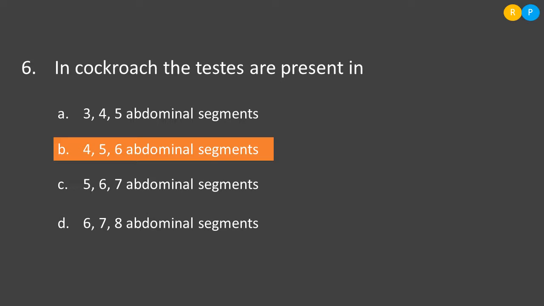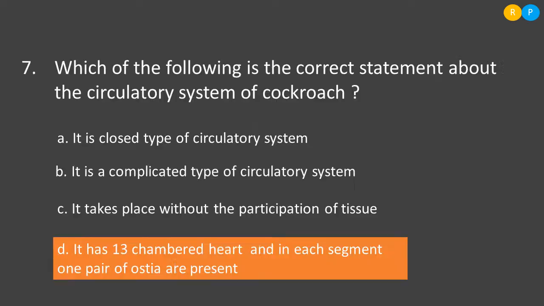Then option C, 5th, 6th and 7th. Option D, 6th, 7th and 8th. Clear. So the correct answer here is option B. Yes, the seventh question. Which of the following is the correct statement about the circulatory system of cockroach?